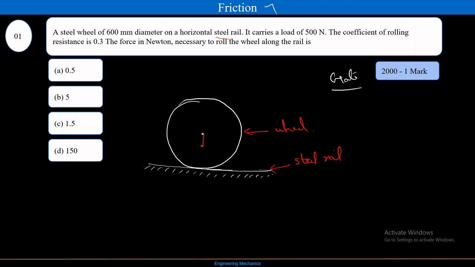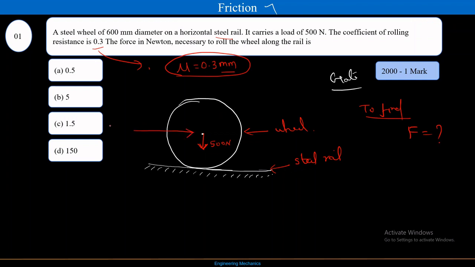I can say this as 500 Newton. The coefficient of rolling resistance is 0.3 mm. The coefficient of rolling resistance has the unit mm, which is not represented here. The force in Newton necessary to roll the wheel along the rail is, what is to be found, F. What is the force required to roll the wheel? I need some force to roll the wheel, and what is that force? That's the question.